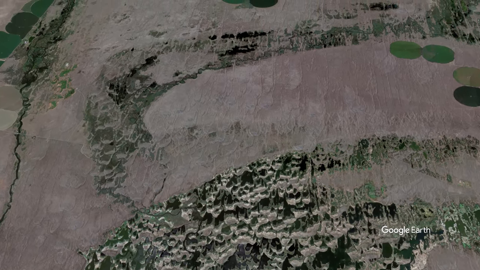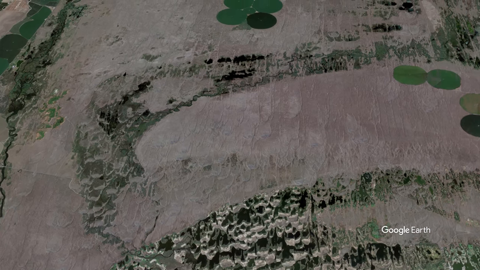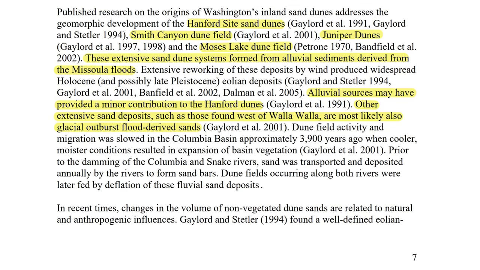If that seems hard to believe, well, then you might be surprised to hear that the mainstream science has actually confirmed that very idea. As we see here in this geological article, the various sand dune fields found in Washington were formed from alluvial sediments derived from the Missoula floods. And then it goes on to say that other extensive sand deposits are also likely the result of the glacial outburst floods. So there it is.